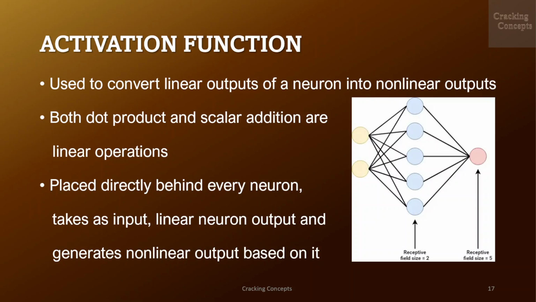Now let us look into activation function. Activation functions in general are used to convert linear outputs of a neuron into non-linear outputs, ensuring that a neural network can learn non-linear behavior. In the network given here, each neuron is composed of weights vector and a bias value. When a new vector is input, it computes the dot product between the weights and the input vector, adds the bias value, and outputs a scalar value. Both the dot product and scalar additions are linear operations.